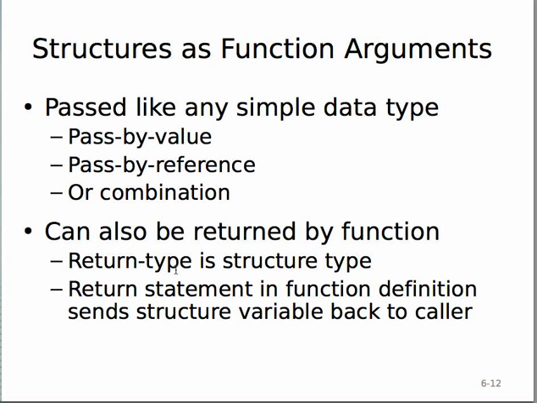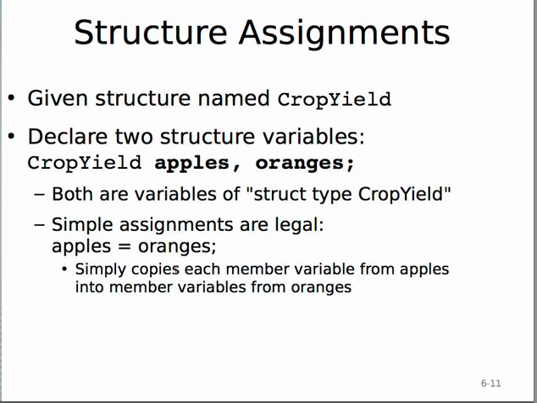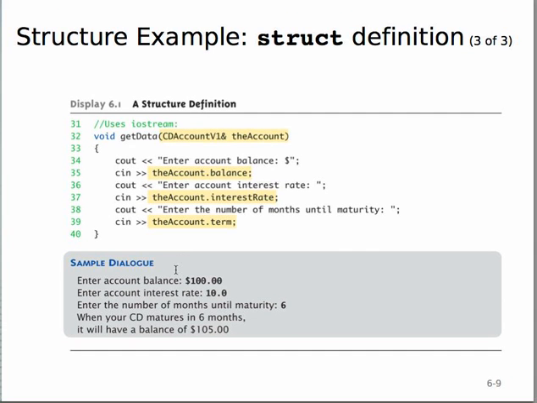Structs can be used as function arguments. So the example in the book has a struct that's used as a function argument, and in fact I'm going to scroll back up. Note that they pass the struct by value. I'm sorry, they pass the struct by reference. There's an ampersand here, and so you can do pass by value or pass by reference with structs.